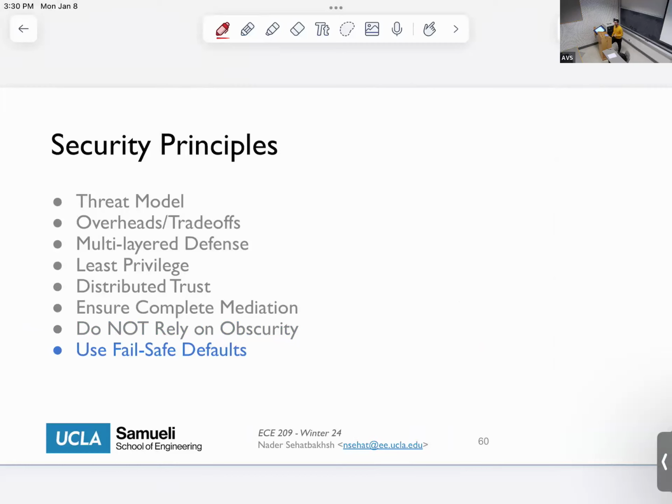Another one is what we call use fail-safe defaults, which means that if my system fails, I still need my system to be secure. An example of this is, if the power goes out in this building, do you think the default should be that the doors are locked or unlocked? Locked or unlocked? Unlocked. Why?